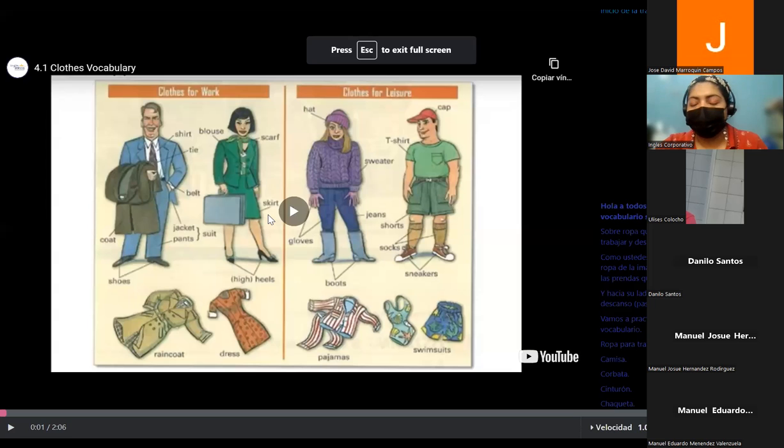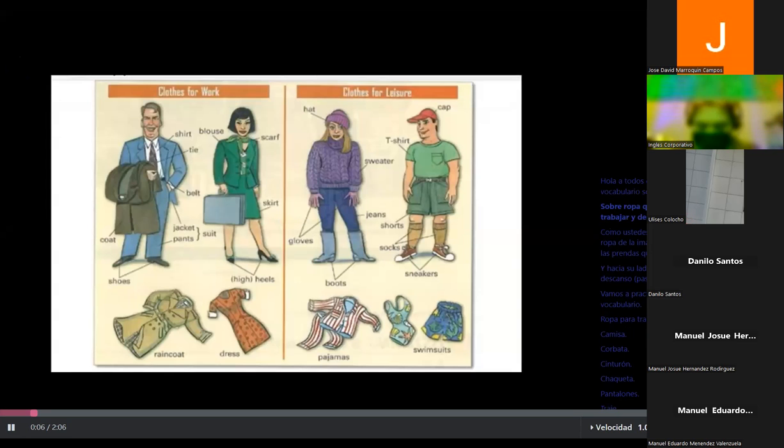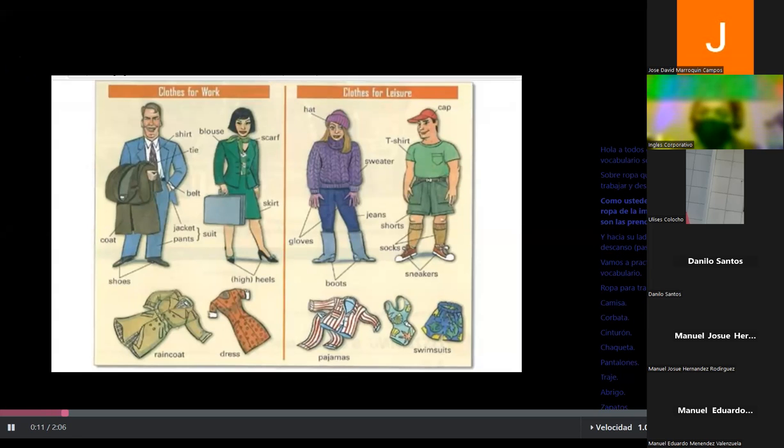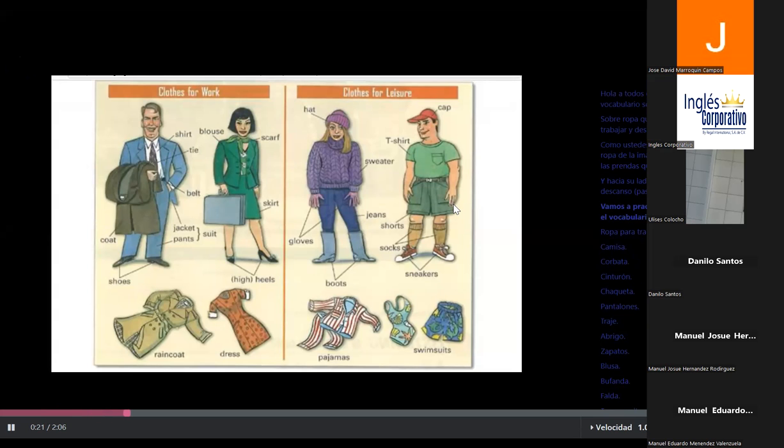In this class, you'll learn clothes vocabulary, particularly clothes which you wear for work and for leisure. As you can see on the screen, the clothes which are on the image towards the left-hand side are for work, and the ones towards the right-hand side are clothes for leisure. Let's practice by listening and repeating the vocabulary.